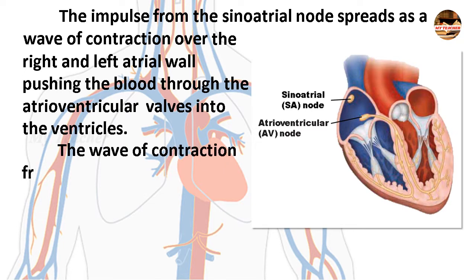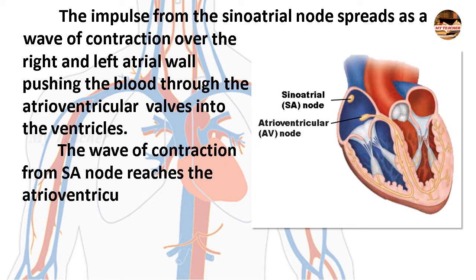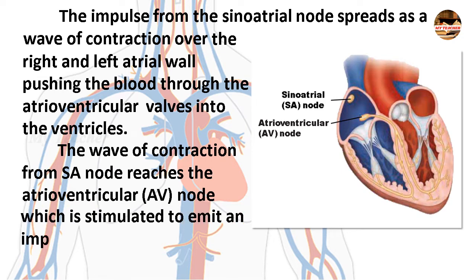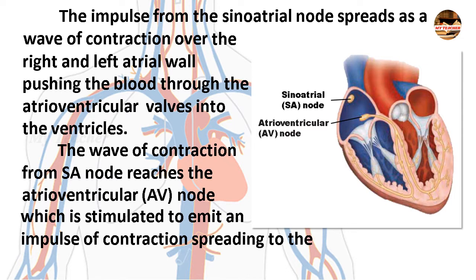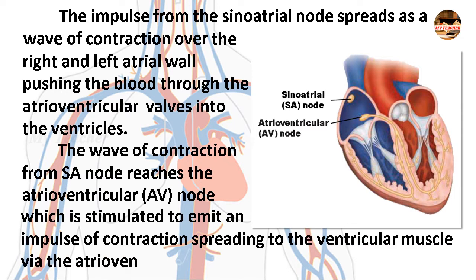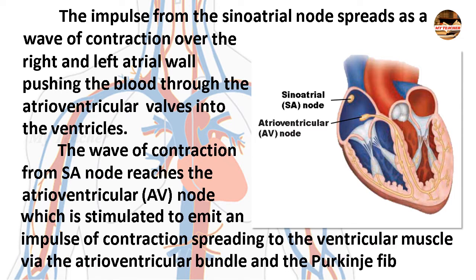Wave of contraction from SA node reaches the atrioventricular node, which is stimulated to emit an impulse of contraction spreading to the ventricular muscle via the atrioventricular bundle and the Purkinje fibers. So, after the contraction of auricles, the ventricles filled with blood. From the ventricle, after contraction, blood is pumped through the aorta and pulmonary artery.